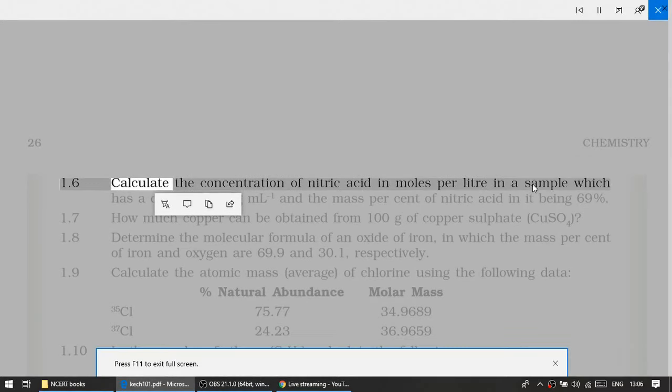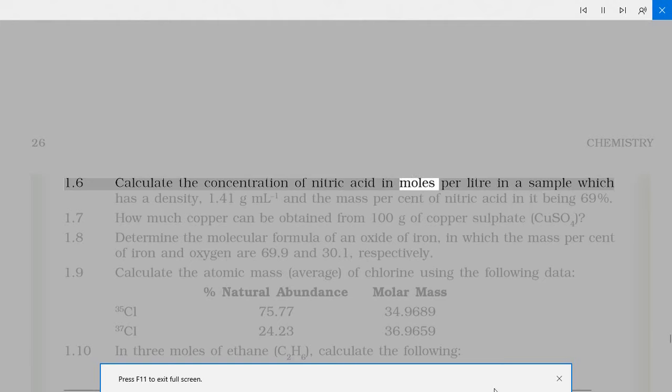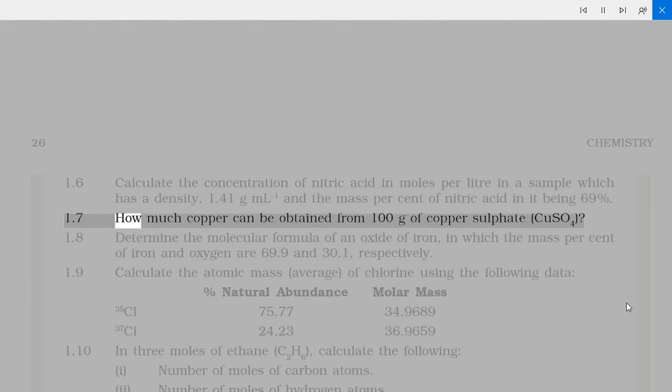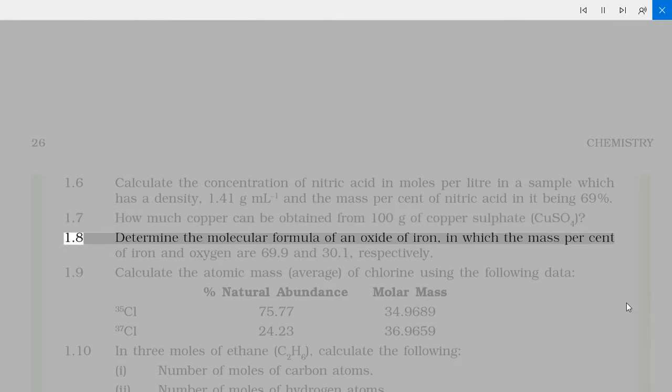1.6 Calculate the concentration of nitric acid in moles per liter in a sample which has a density of 1.41 g mL^-1 and the mass percent of nitric acid in it being 69%. 1.7 How much copper can be obtained from 100 g of copper sulfate, CuSO4? 1.8 Determine the molecular formula of an oxide of iron, in which the mass percent of iron and oxygen are 69.9 and 30.1, respectively.